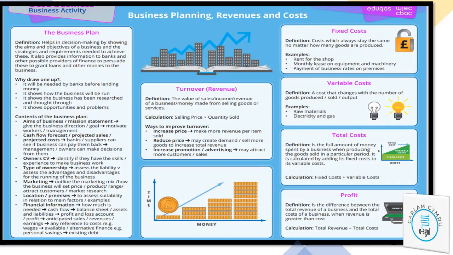So this is the value of sales, income, revenue of a business. Okay, so this is the selling price and the quantity sold. Ways to improve turnover are things like increasing your price. Reducing the price also might actually increase it because more people might buy it. So that could actually increase your turnover. And it could be increased by promotion, advertising might attract more sales.